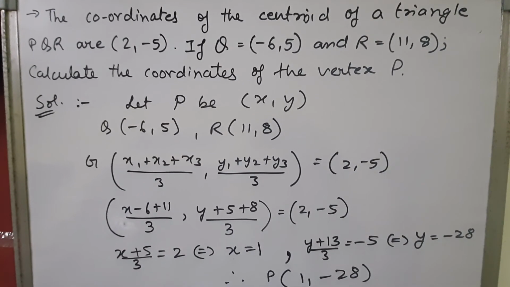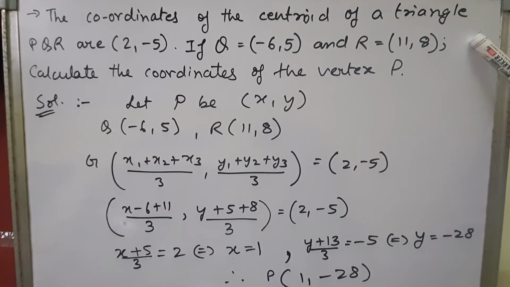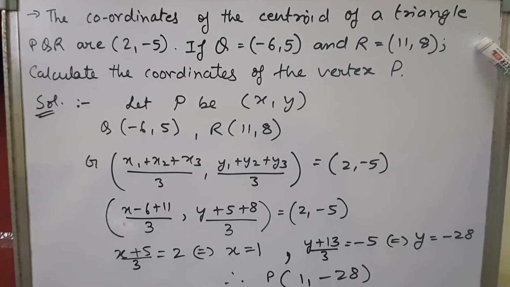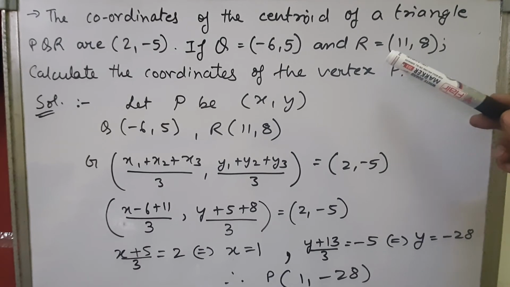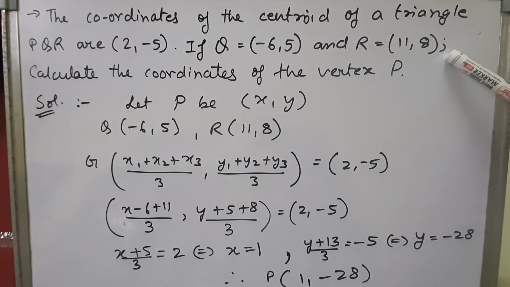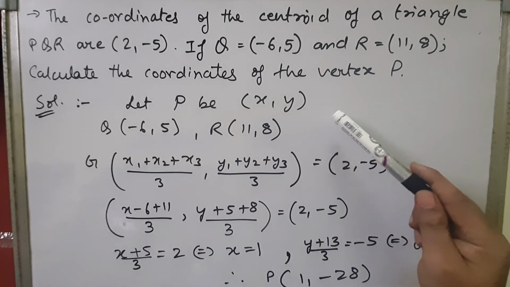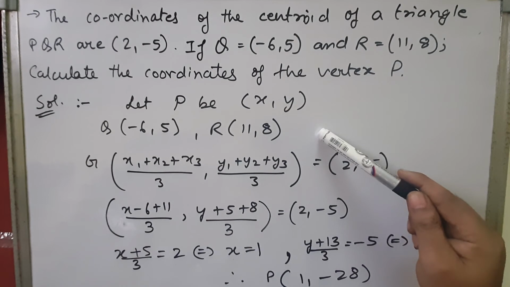Okay children, let's discuss another sum. In this sum it is given that the coordinates of the centroid of the triangle PQR are 2 comma minus 5. If Q equals minus 6 comma 5 and R equals 11 comma 8, calculate the coordinates of the vertex P. We are given the coordinates of two vertices and the centroid. Let P be x comma y. The other two vertices are Q, minus 6 comma 5, and R, 11 comma 8.